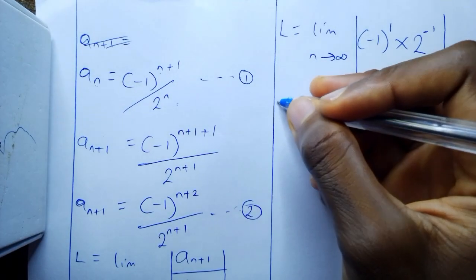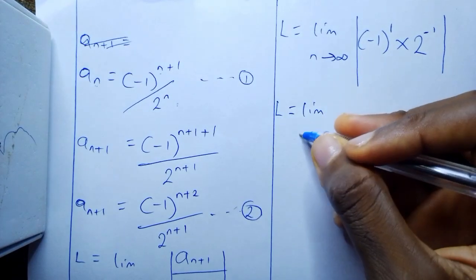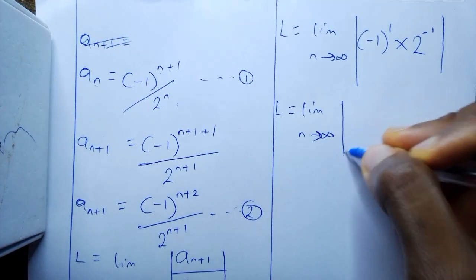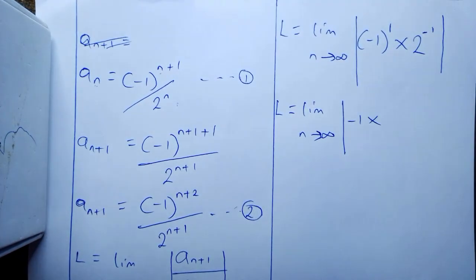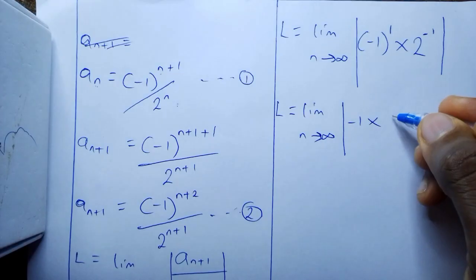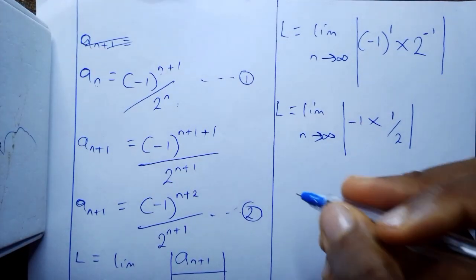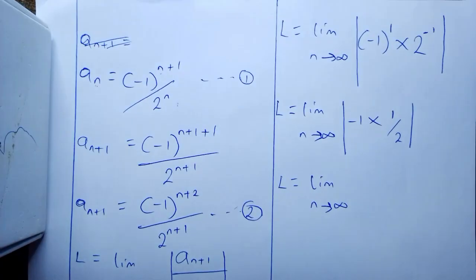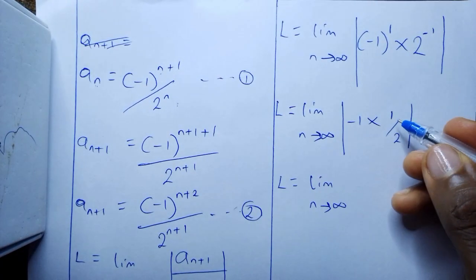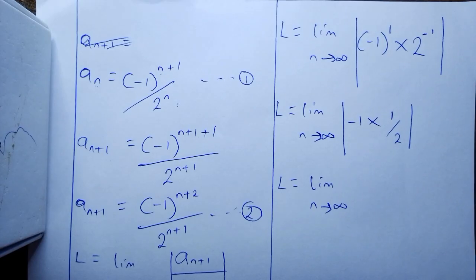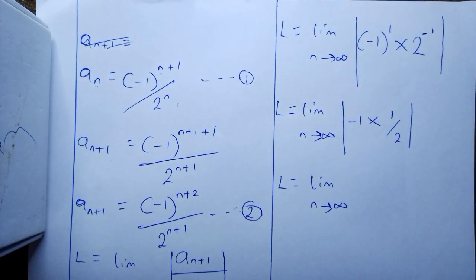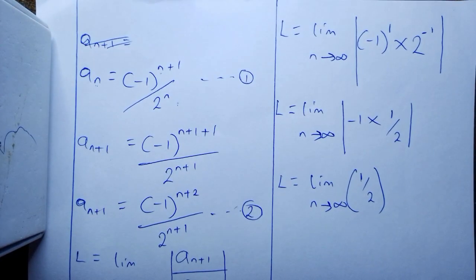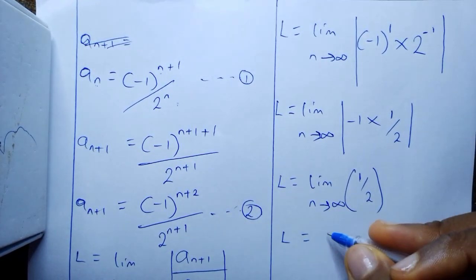Simplifying again, we have L equals the limit as n tends to infinity of the absolute value of minus 1 times 2 raised to power minus 1, which is the same as 1 over 2. So we have 1 over 2. So we have L equals the limit as n tends to infinity of minus 1 times 1 over 2, which is minus 1 over 2, but because of absolute value, you remove the negative. So we have 1 over 2. So therefore, our limit is equal to 1 over 2.